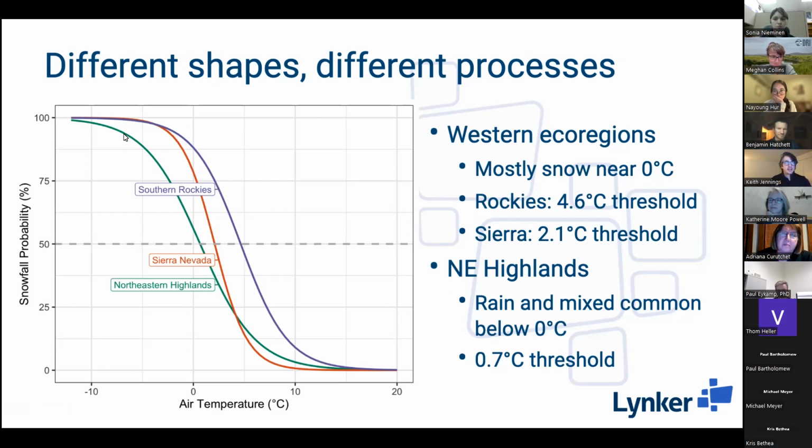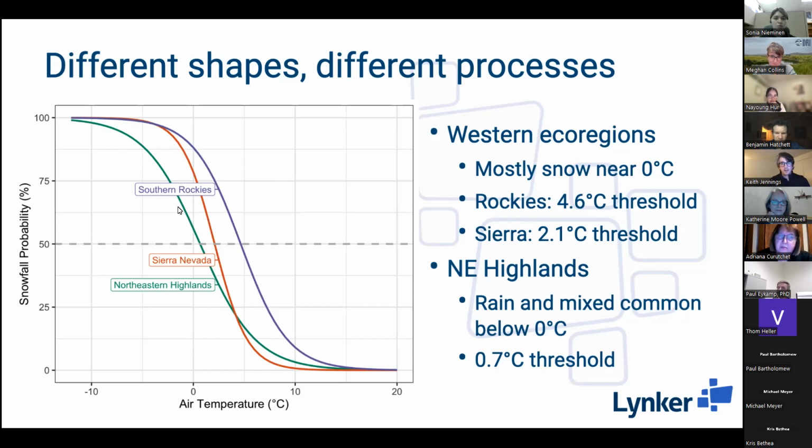So the Southern Rockies and the Sierra are pretty similar in that when it's below freezing, when you get close to zero, it tends to tail off a little bit, but these are mostly snow events. But if you switch to the Northeastern Highlands in this green curve, we see that essentially once you start moving from the coldest air temperatures to warmer air temperatures, there is a large proportion of precipitation falling below zero that is liquid or mixed. So it has some liquid component.